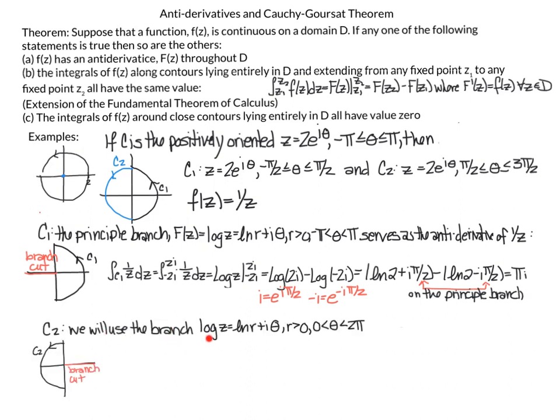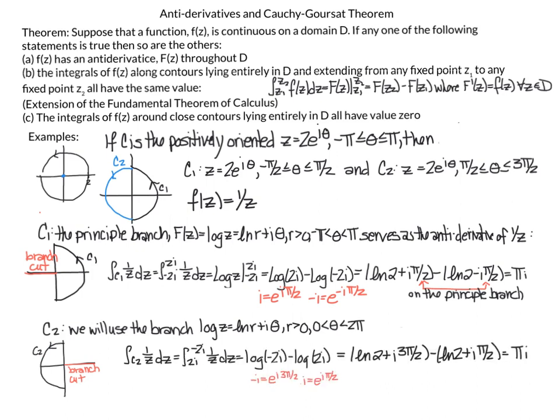For C2, we're going to use the branch log of z equals natural log of r plus i theta, where r is greater than 0, and theta now is between 0 and 2 pi, not including 0 or 2 pi. So our branch cut is over here, so it does not intersect our C2. So when I integrate over C2 of 1 over z dz, I'm going from z1, my first value, which is 2i, to z2, my second value, which is negative 2i.